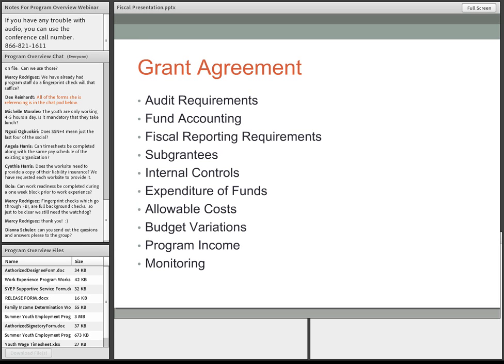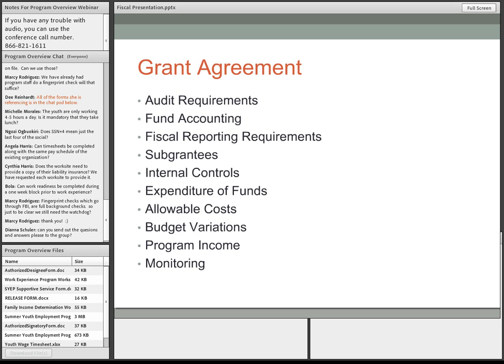I know it's very lengthy, but there are some requirements in there that some people will come back later and say, oh, well, I didn't know that was in there. Well, you signed the grant agreement, meaning you will abide by the rules that are in there, so please at least glance through it to see what kind of requirements are there.